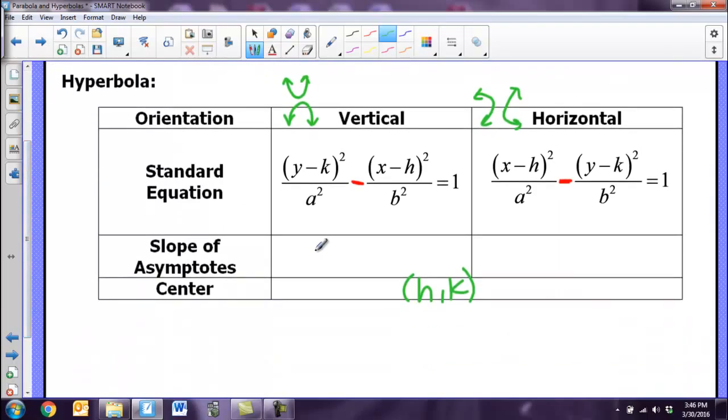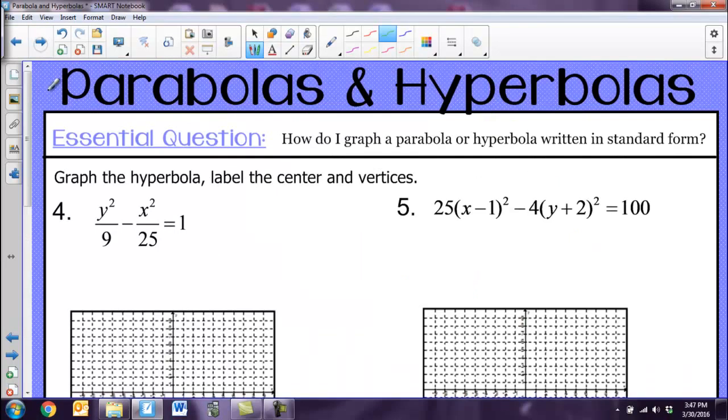So the slope of the asymptotes of a vertically oriented hyperbola are going to be plus or minus a over b. So I'm going to take the square root of this over the square root of this. One of them will be going in the positive direction, one in the negative direction. Horizontal is almost the same thing, it's just now b over a. So basically you're taking what's underneath the y over what's underneath the x, and it just changes because my x and y moved. Okay, so let's practice graphing these things.